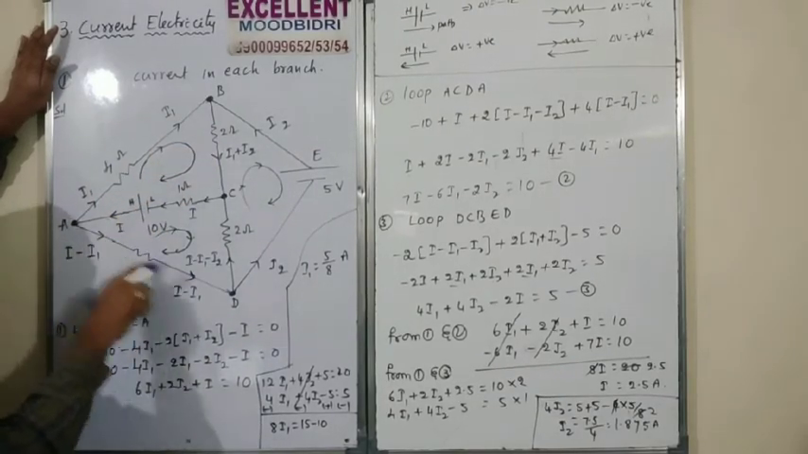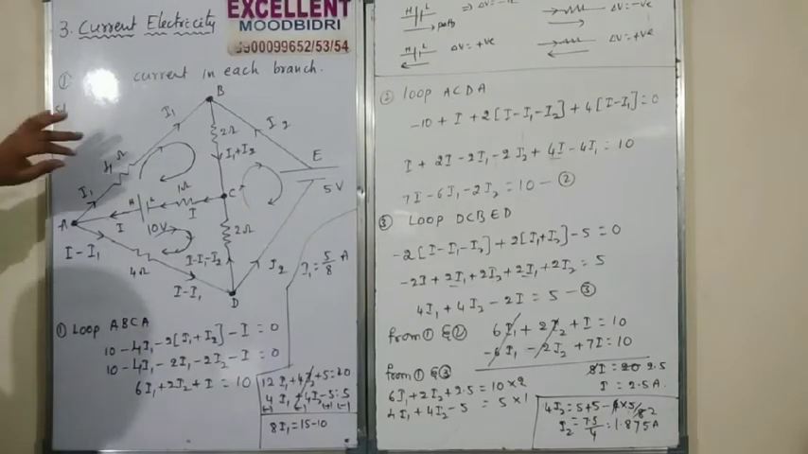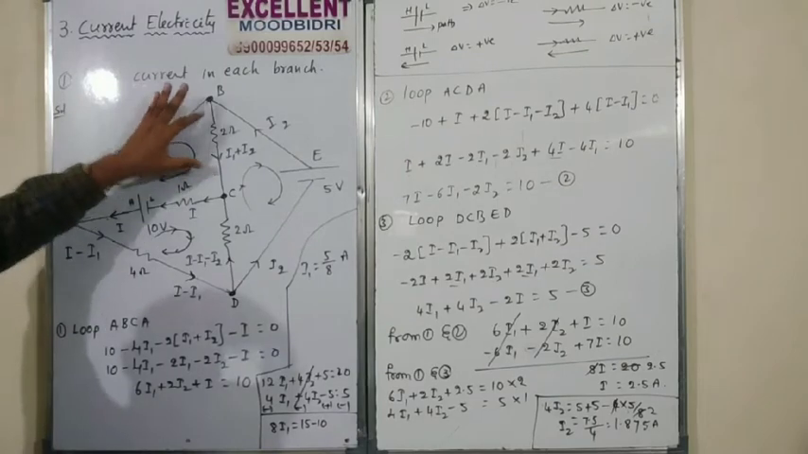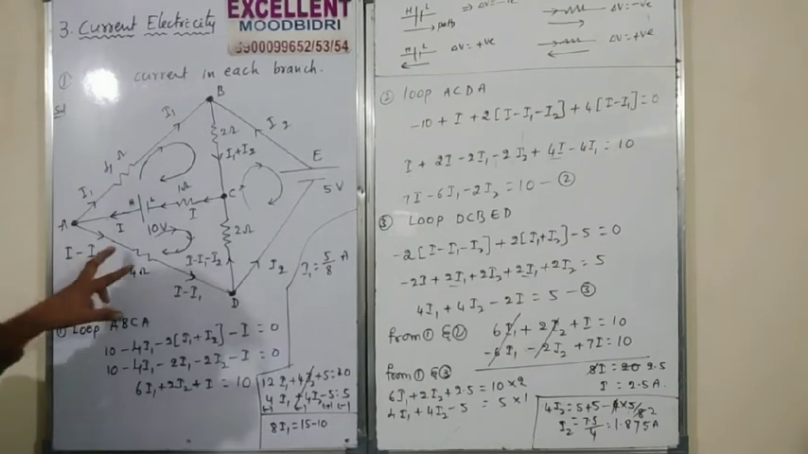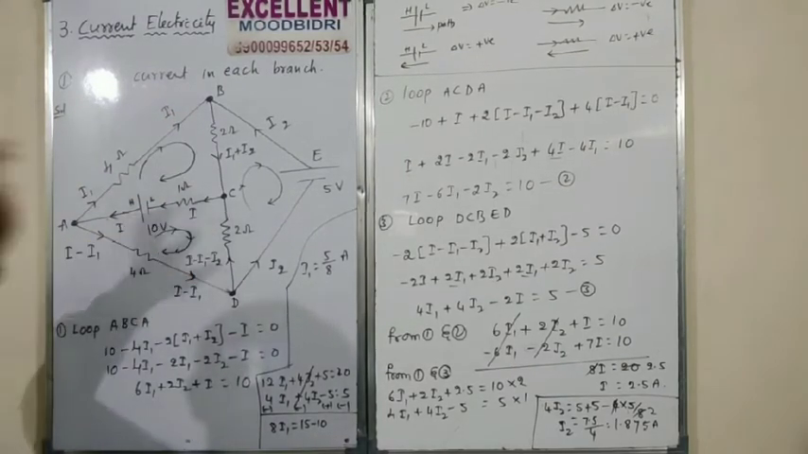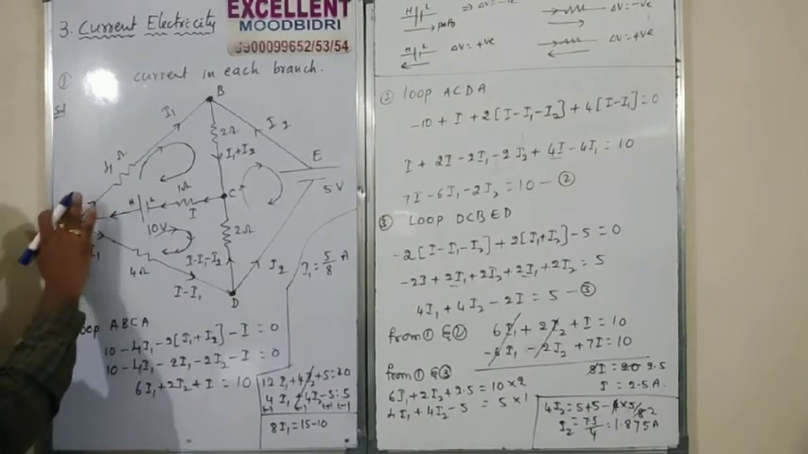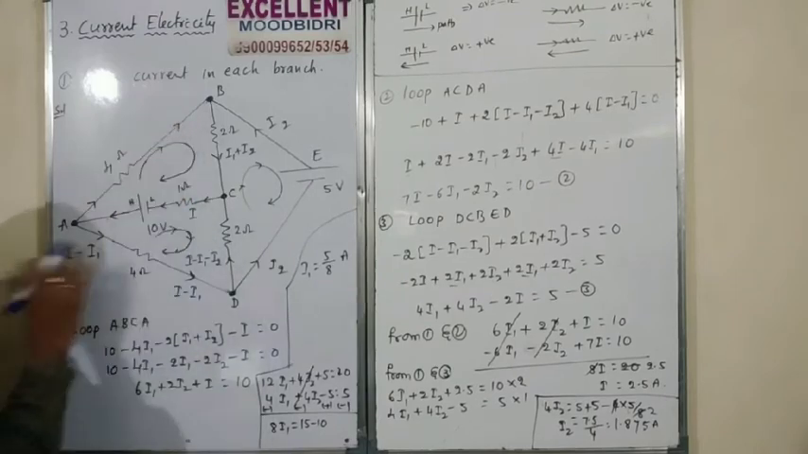In each resistor, the flow of current is equal to how much? Find the current in each branch. In this branch current is how much? Like that they have given. So now I will give you these values, once you can observe.